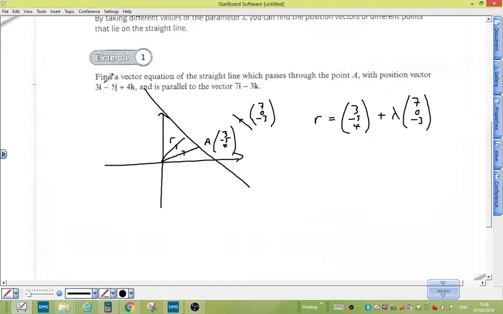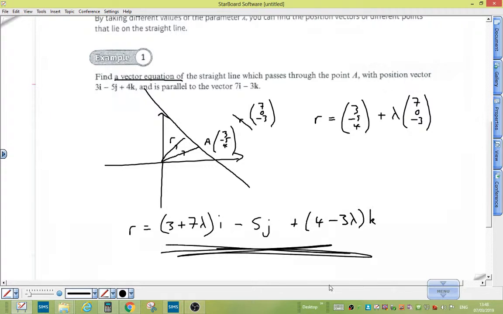That's column format, but it says vector equation format. So is that correct? No, what you should write is R is equal to 3 plus 7 lambda, brackets I, and then minus 5 only, isn't it? Minus 5 lots of J. Then I've got plus 4 minus 3 lambda, lots of K. That is the vector format. Okay?